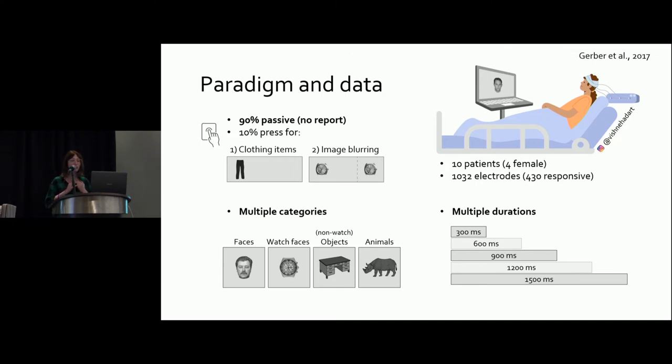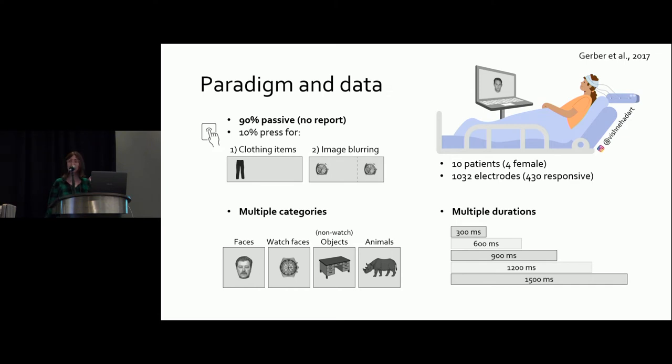The multiple categories were used to be able to ask about the content of experience, not just whether an image is shown or not. So these are the categories that we use. I'm treating here separately watch faces and other objects because they came from different data sets. So the watch faces are actually photos like the human faces, and the other objects are illustrations. And often, watch faces are considered a better control for low-level features when you're comparing to human faces. And I should also say that afterwards, we also examine representation of single exemplars.